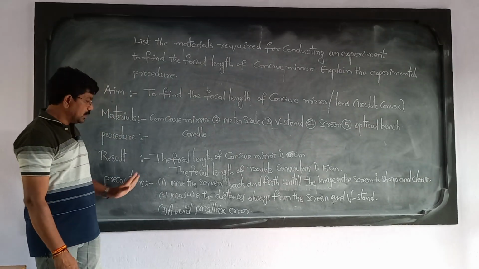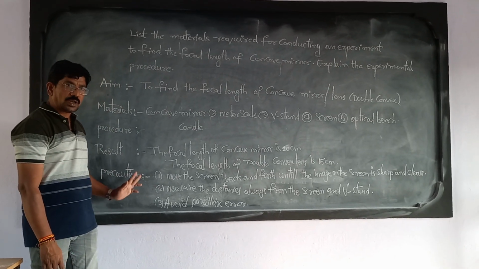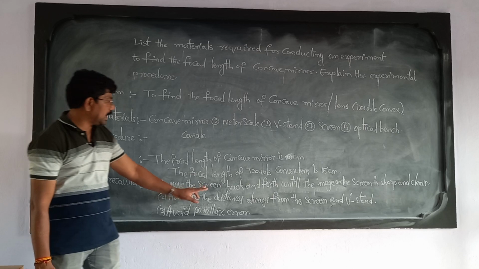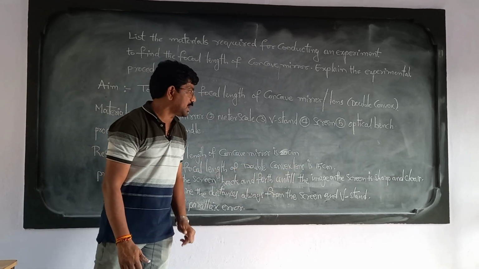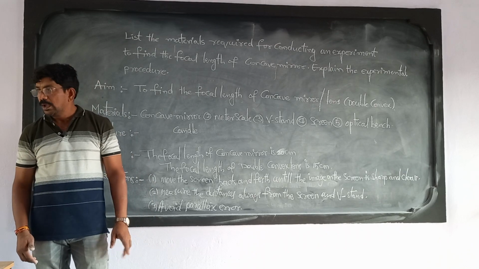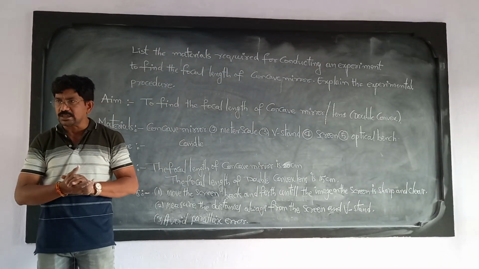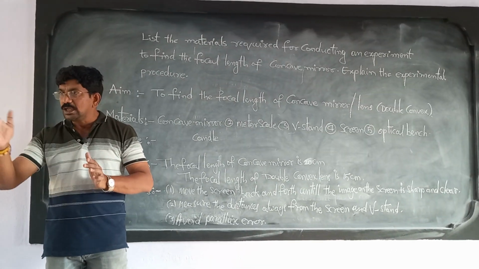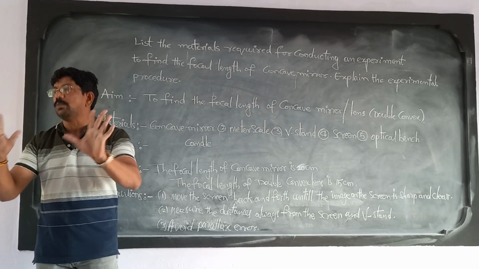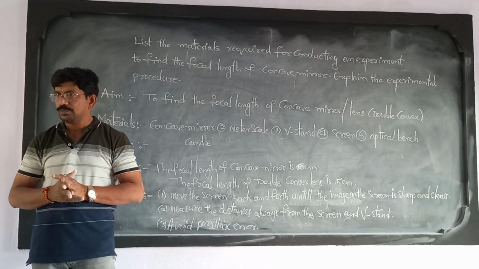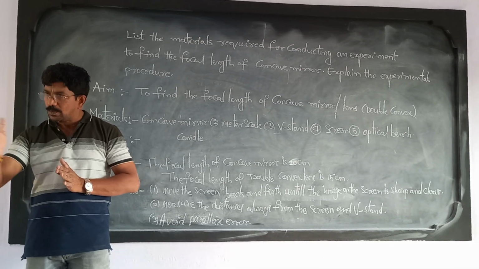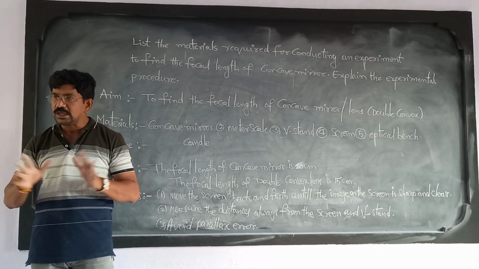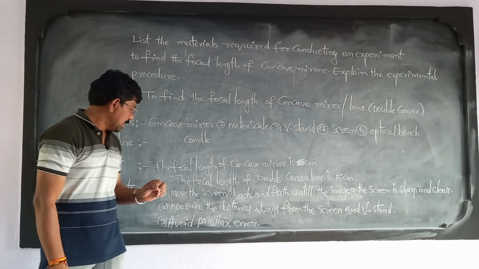Next, come to the precautions. These three precautions are very, very important for lenses and mirrors. It is not given in your textbook. What are the precautions? Move the screen back and forth until the image on the screen is sharp and clear. Instead of writing this lengthy sentence, shorten it: adjust the screen or paper to get the sharp image. Don't feel that the sentences are lengthy. Concept is very important.